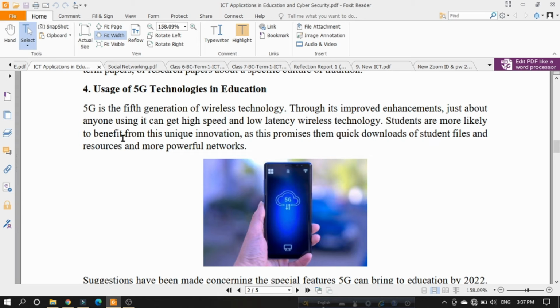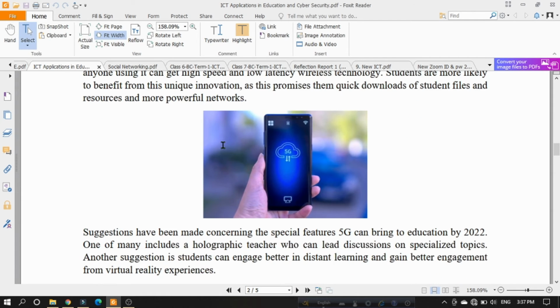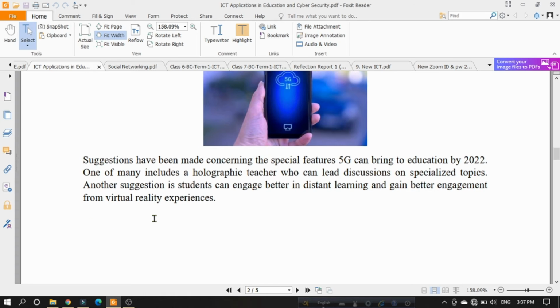Students are more likely to benefit from this unique innovation, as this promises them quick downloads of student files and resources and more powerful networks. Suggestions have been made concerning the special features 5G can bring to education by 2022.